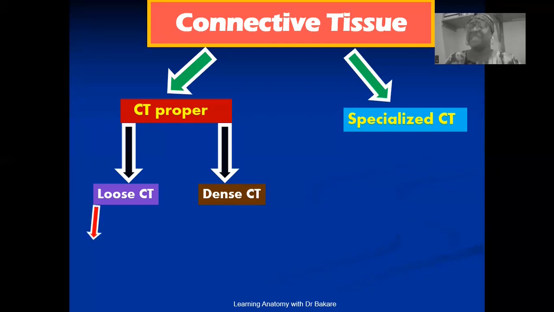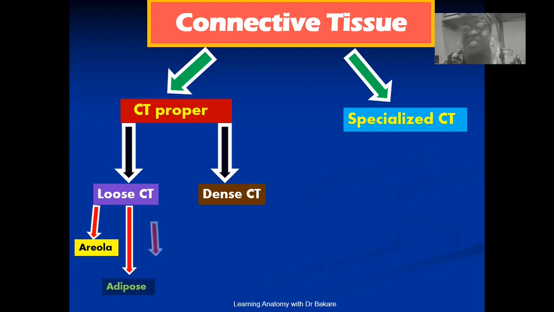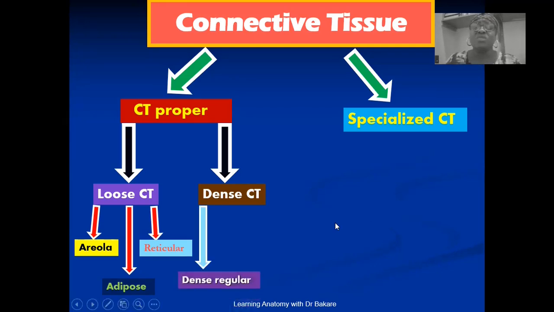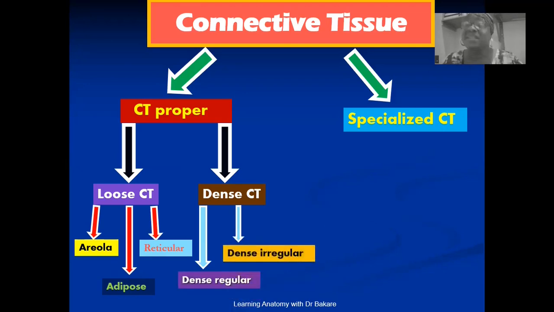The loose connective tissue can also be further subdivided into the areolar loose connective tissue. Then we have the adipose loose connective tissue. Then finally, we have the reticular loose connective tissue. These are the loose connective tissue types, and these types are so named based on the specificity that they present. For the dense connective tissue, we also have some subdivisions. We have the dense regular connective tissue, we have the dense irregular connective tissue, then finally we have the elastic dense connective tissue. These are the three subdivisions of the dense connective tissue.